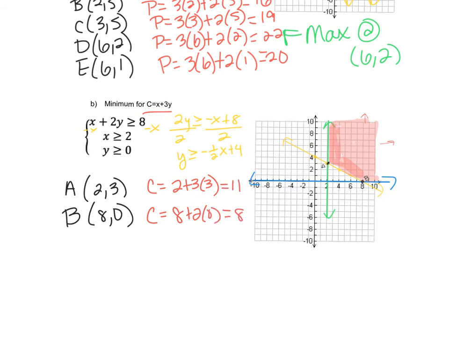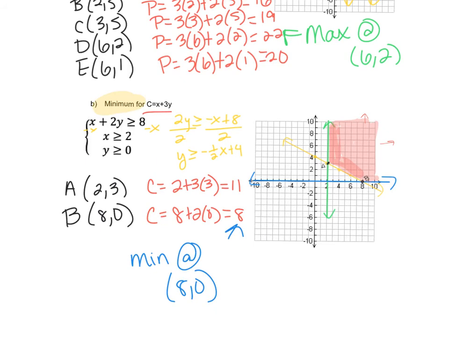So which one's the answer? Well, this time the problem, remember, is asking you for the minimum. So since they're asking us for the minimum, we want the smaller number. So this one would be the minimum at the point 8, 0. That's how you answer it.